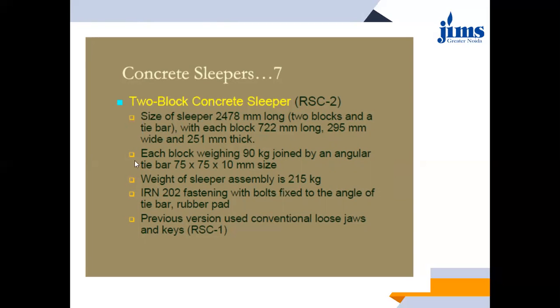Okay. Again, the twin block concrete sleeper, as you have seen in the earlier image, also has certain dimensions. Here all the dimensions are given. Now, there's one more thing that you can focus on, that is the weight of the sleeper assembly is 215 kg. So one sleeper weighs how much? This is the nominal weight of a sleeper, that is 215 kg. In order to lift that 215 kg, no single person can lift it. So therefore, a number of people are required for that particular thing.